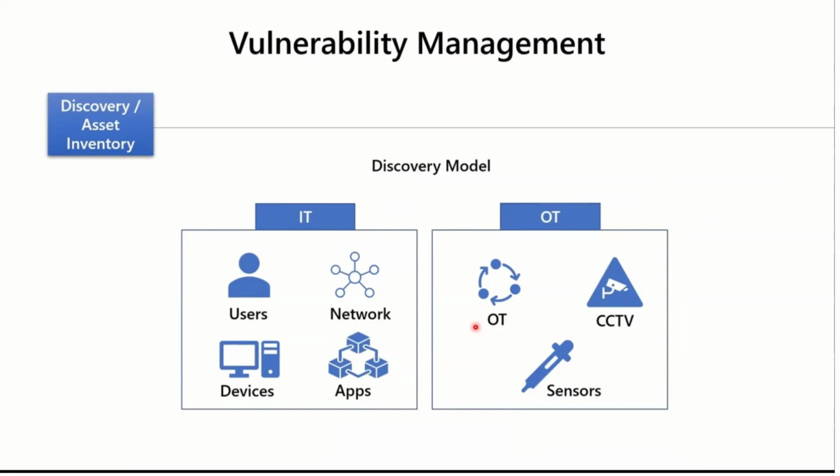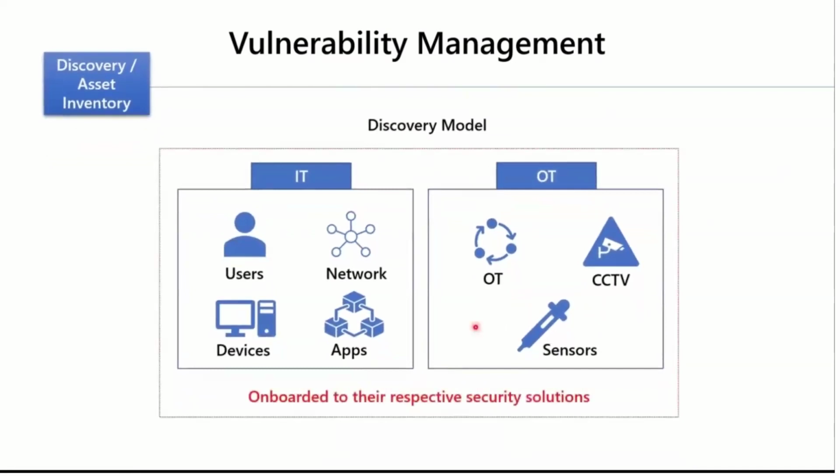There are also operational technologies that are part of the discovery model. Operational technology consists of CCTV cameras or sensors, so you have to onboard them to their respective security solution. If you are using an OT solution, you have to know the vendors for that OT solution. By knowing the vendor, you can understand which vulnerabilities are present on that hardware and its firmware. These are the list of vulnerabilities that already exist.